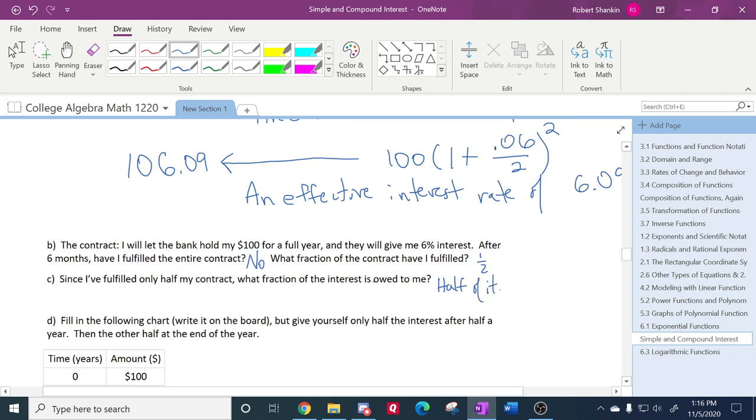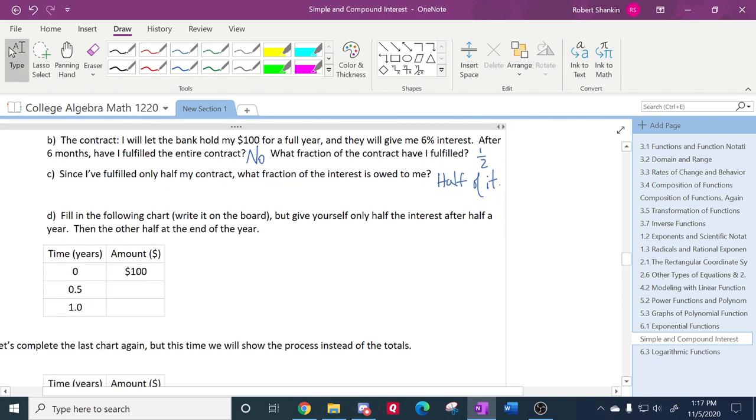They give you half of your interest at the halfway point, and then the other half of the interest at the end. So we're going to fill in the following chart. If I was live, I'd be writing on the board, but give yourself only half the interest after half a year, and the other half at the end of the year. So at the halfway point, I get half of the interest.